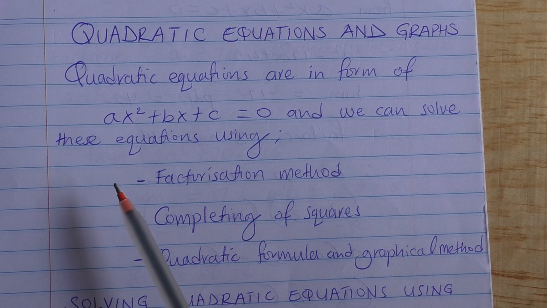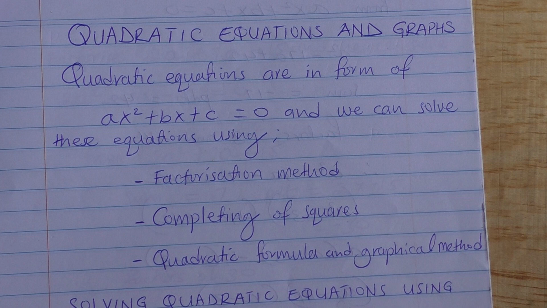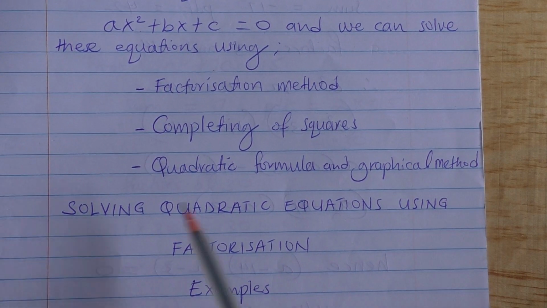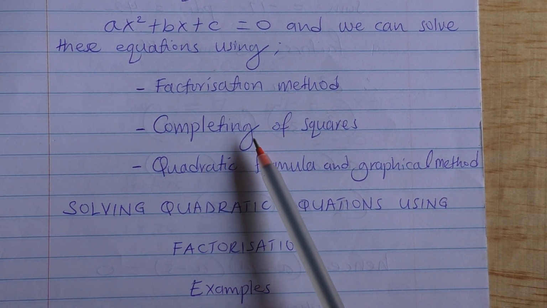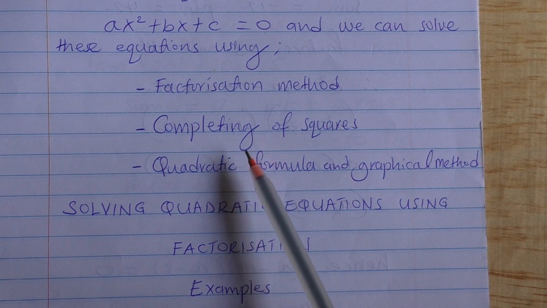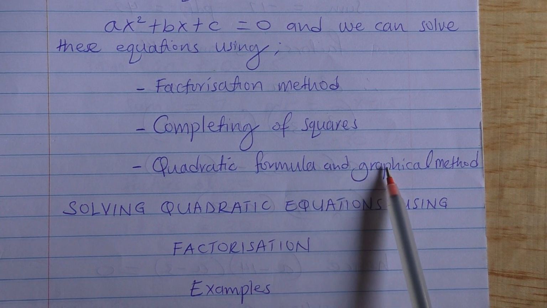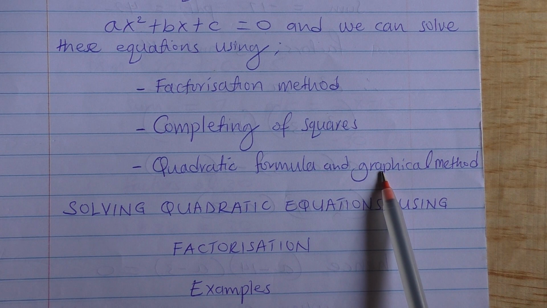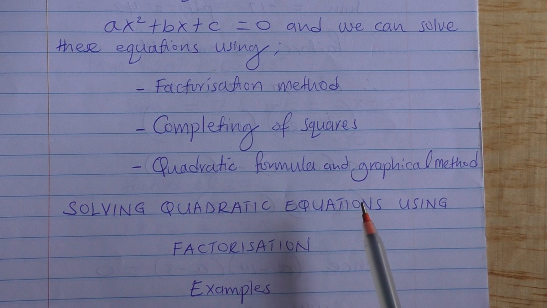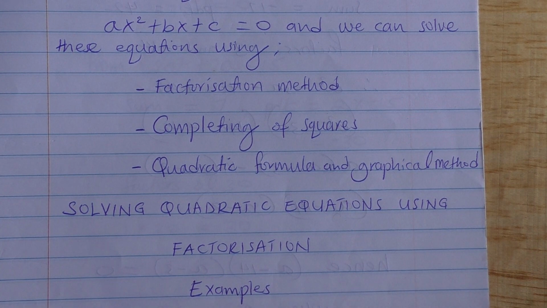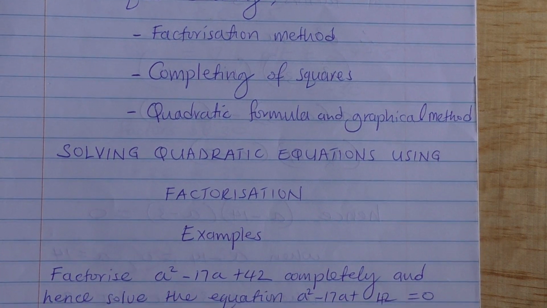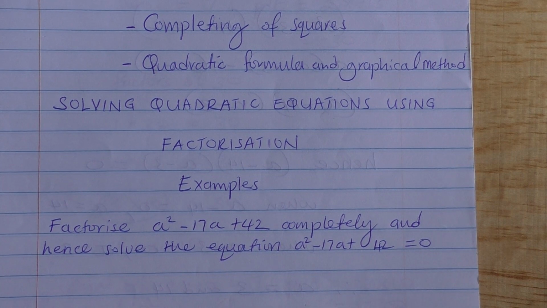4 methods. These 4 methods are: we have factorization method, we have completing the square, we have the quadratic formula, the one people normally call the bulldozer, and the graphical method. So let us start with how we solve quadratic equations using the factorization method.